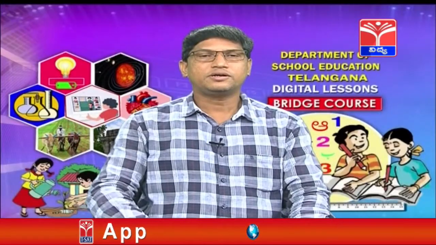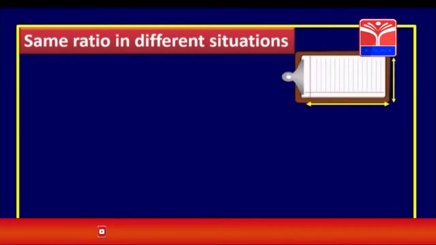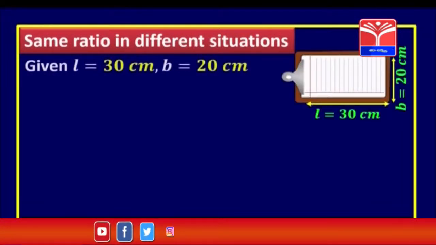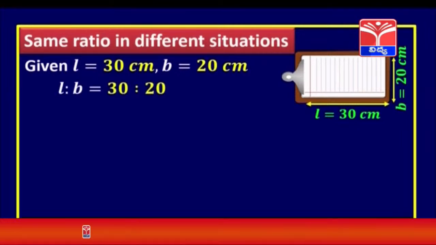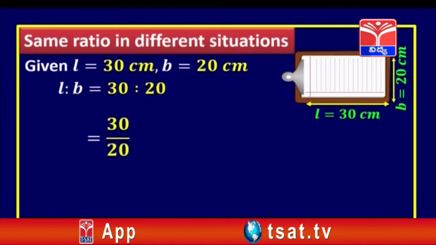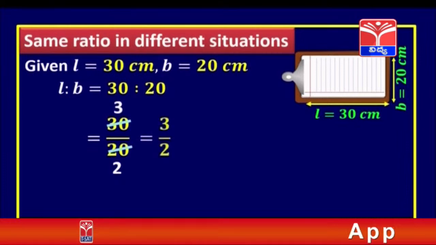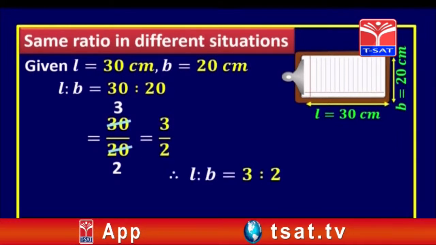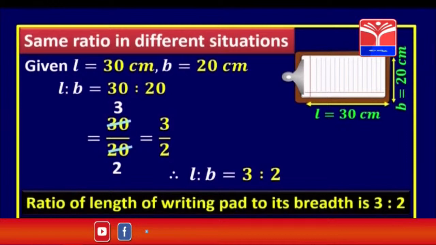Okay, children. Let us see about the same ratio in a different situation. Let us take an example, children. Consider a writing pad. The length of the writing pad is 30 centimeters, whereas the breadth is 20 centimeters. Now let us find the value of L:B, children, which is 30:20. Let us simplify this. I can write 30:20 as 30/20. Now here I am cancelling with 10. 10 goes in 20 two times, whereas in 30 it goes 3 times, and we get 3/2. So I can write L:B as 3:2. Hence I can say that the ratio of length of the writing pad to its breadth is 3:2.